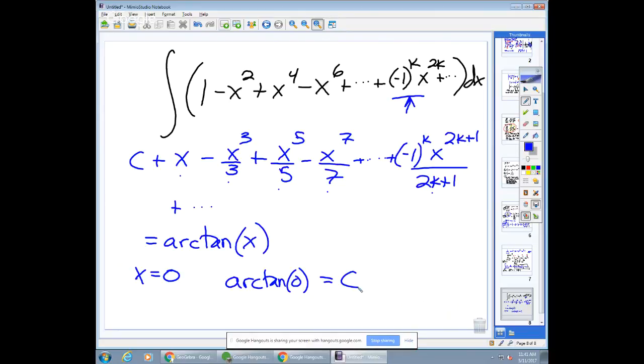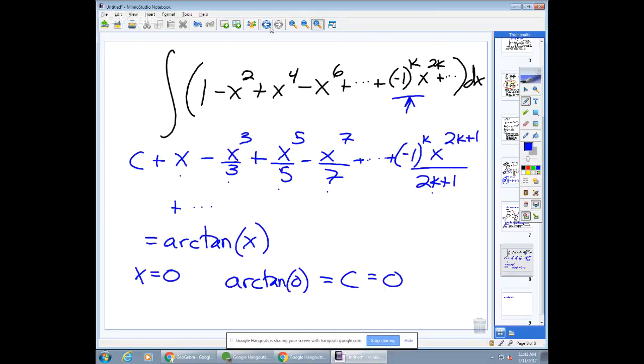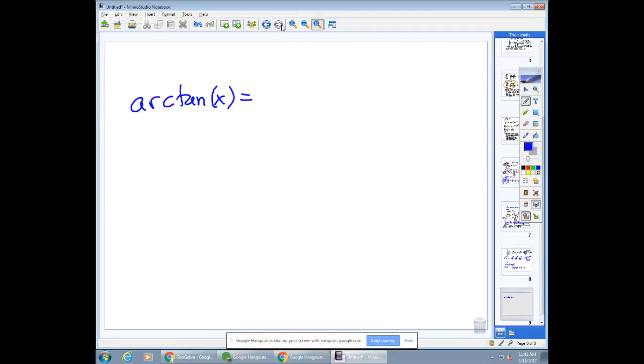Yeah, it's 0. So this tells me the constant is 0. So now I know a series for the arctangent. So this is where things get fun. Check this out. This is awesome. So the arctangent of x is equal to this sum right here, starting with x minus x cubed over 3 plus x to the 5th over 5 minus x to the 7th over 7. Keep going all the way down the road there.